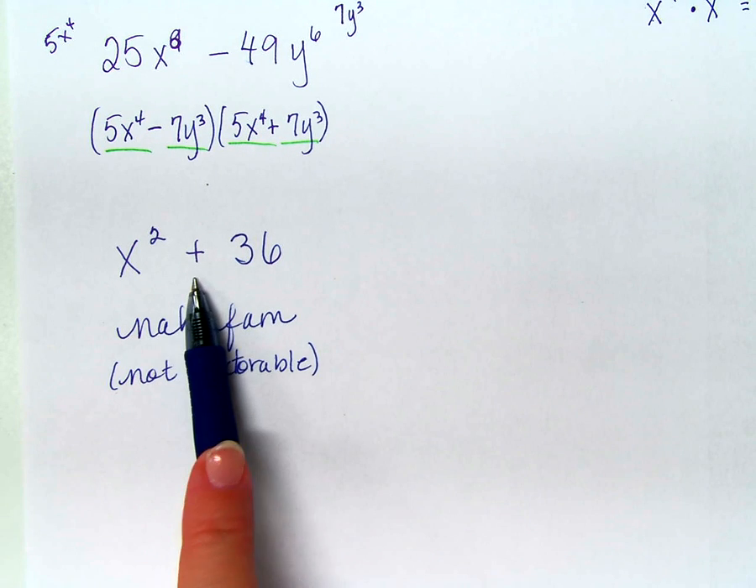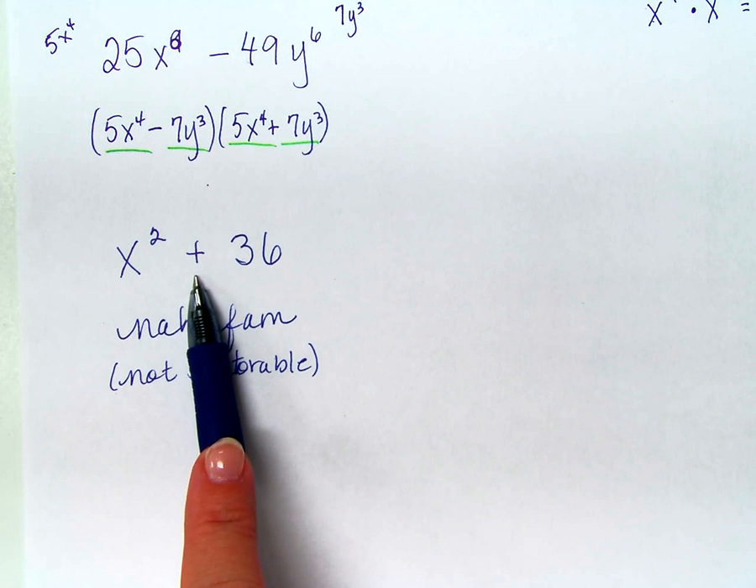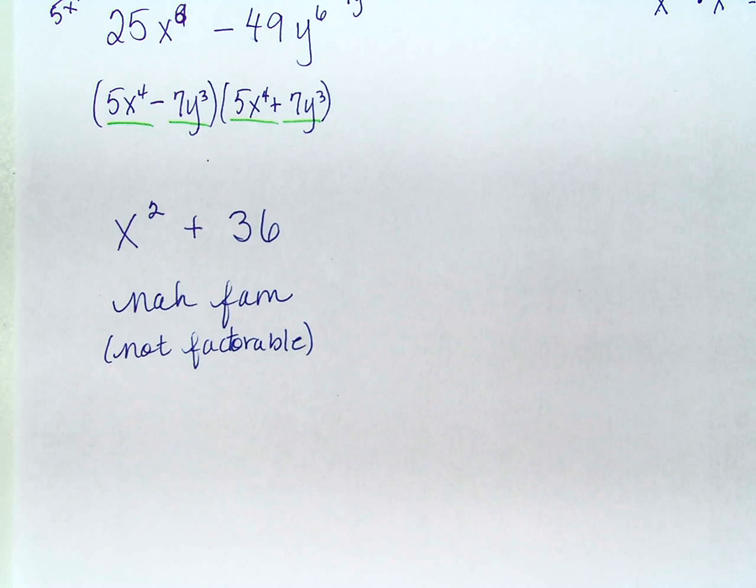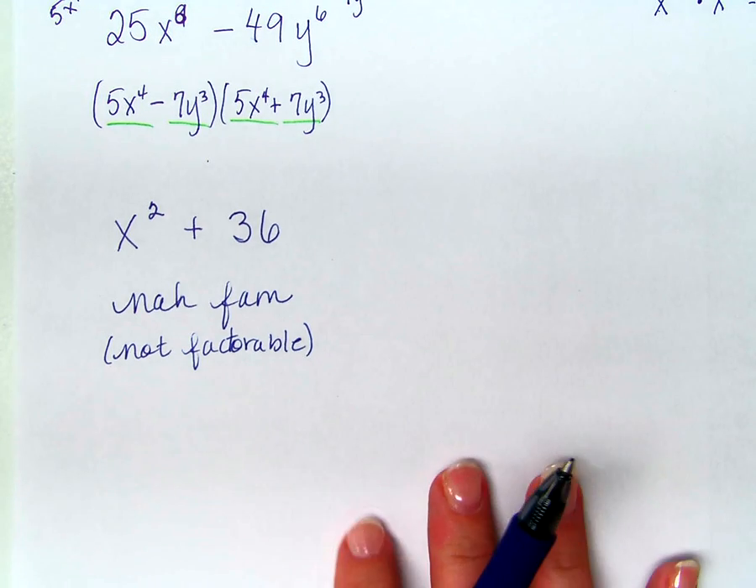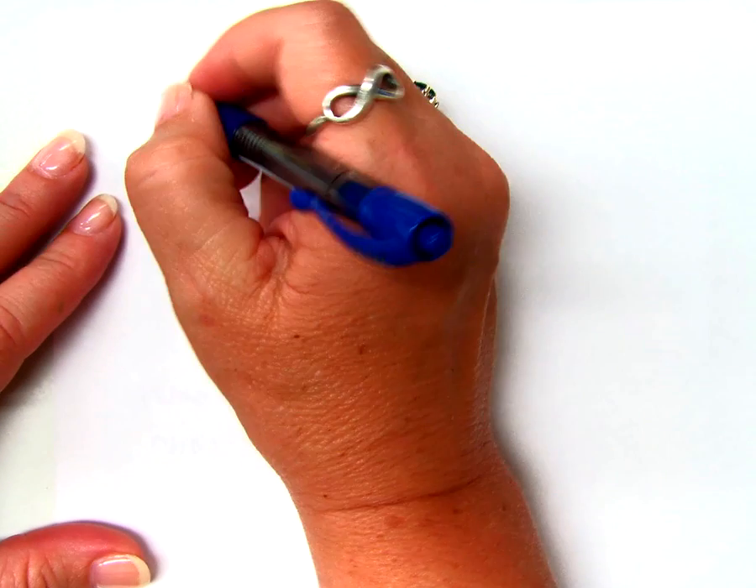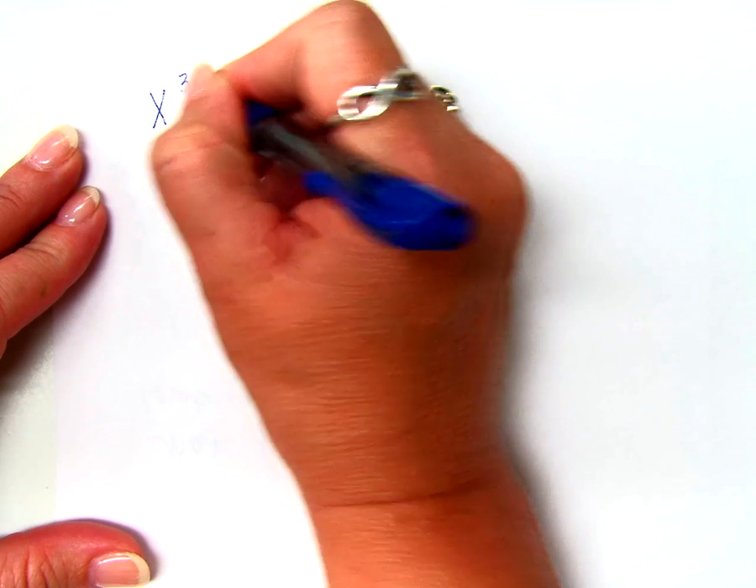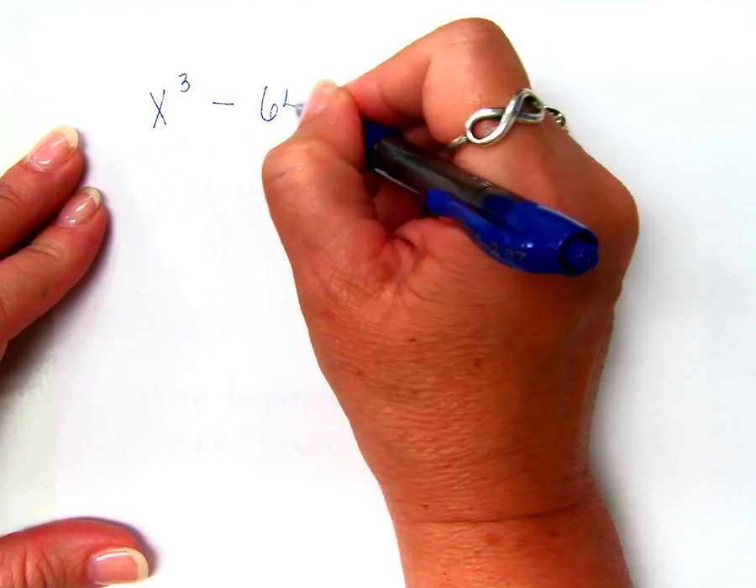Why is this not factorable? Because it's not the difference. It's the sum of squares. Okay? Are you okay so far? Yes. Okay. Oh, yeah. I'm ready.